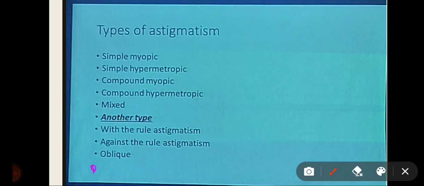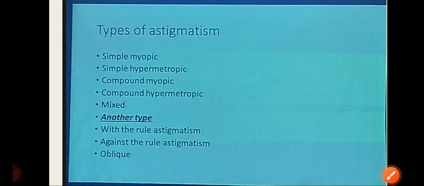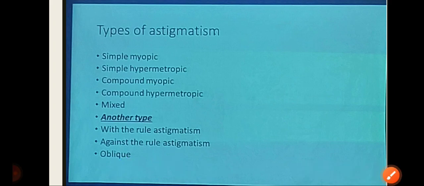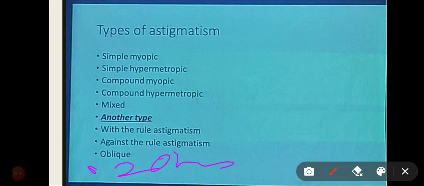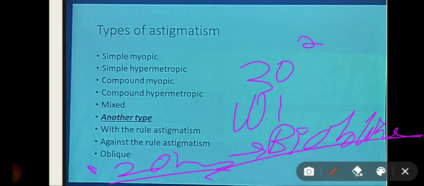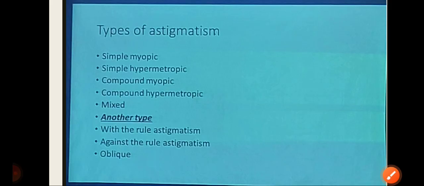Another one is bi-oblique astigmatism. Generally it has two oblique axes, so it is called bi-oblique astigmatism. In this type of regular astigmatism, the two principal meridians are not at right angles to each other. Example, one may be at 30 degrees and another at 100 degrees. This is the bi-oblique astigmatism.